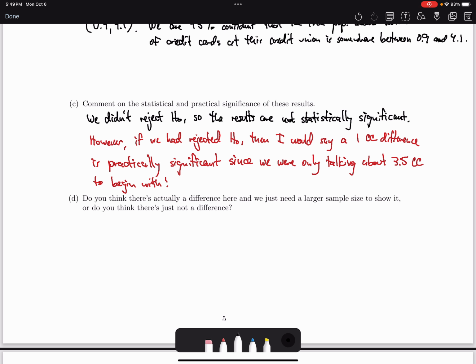Okay, but with that said, assuming that we had a sample size that was 20 times as big, if we got the same sample mean, we would certainly be rejecting the null hypothesis. Okay, so yes, I think that this was a sample size issue.